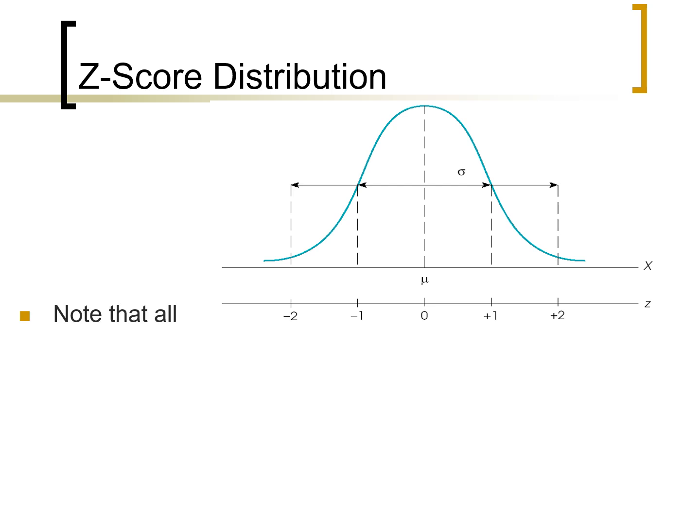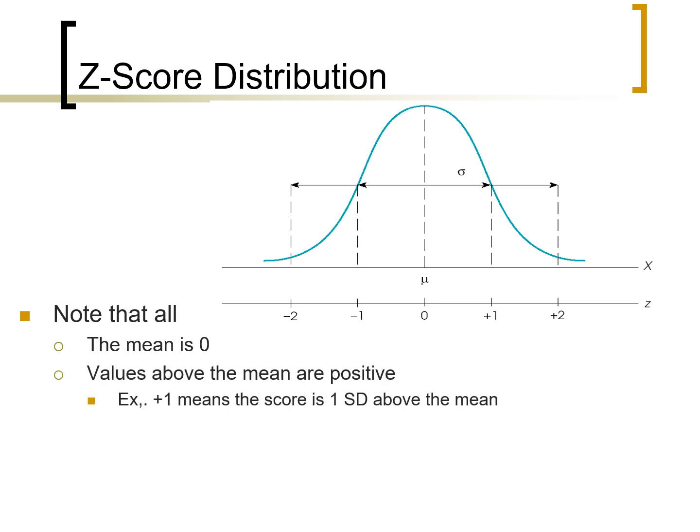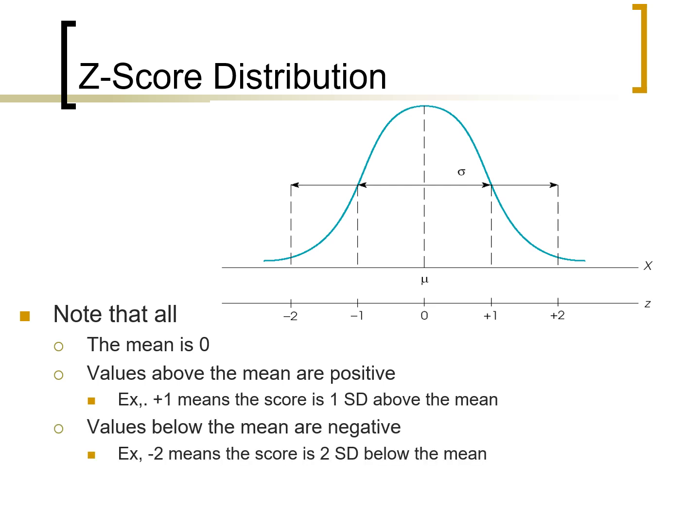So, once more, note that for every z distribution, the mean is 0. Values above the mean are positive, values below the mean are negative. And the exact value of the z-score tells you how many standard deviations that raw score was above or below the mean.